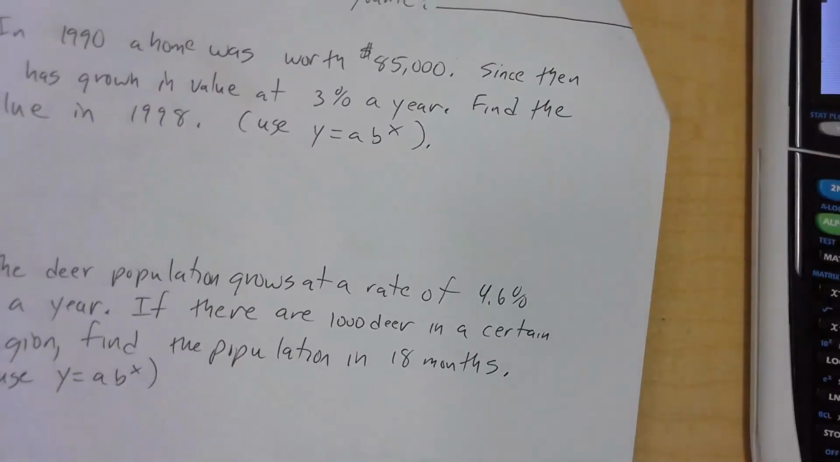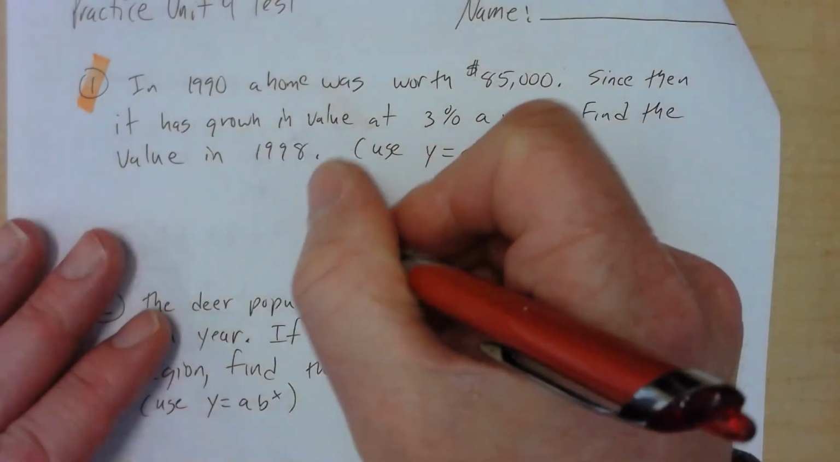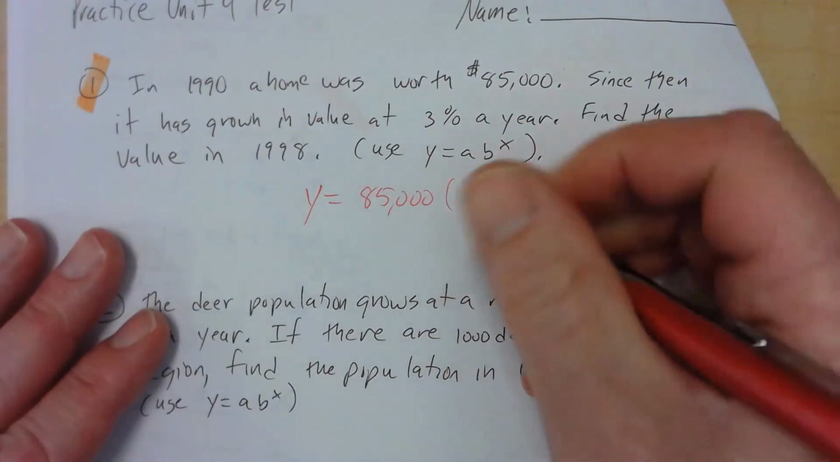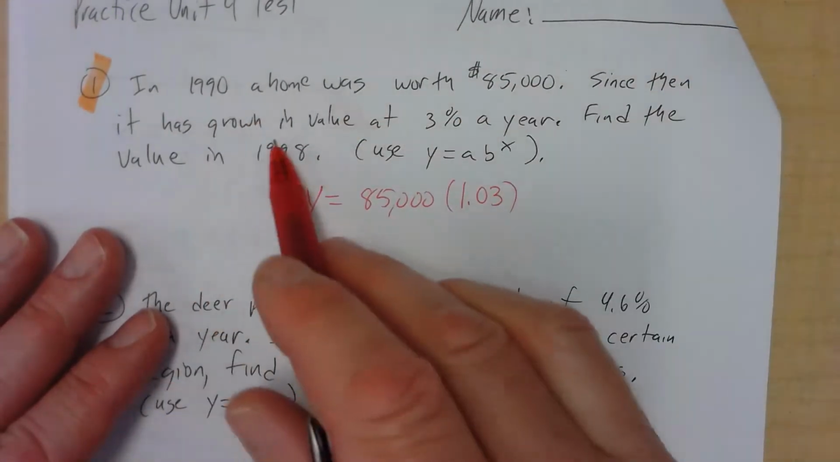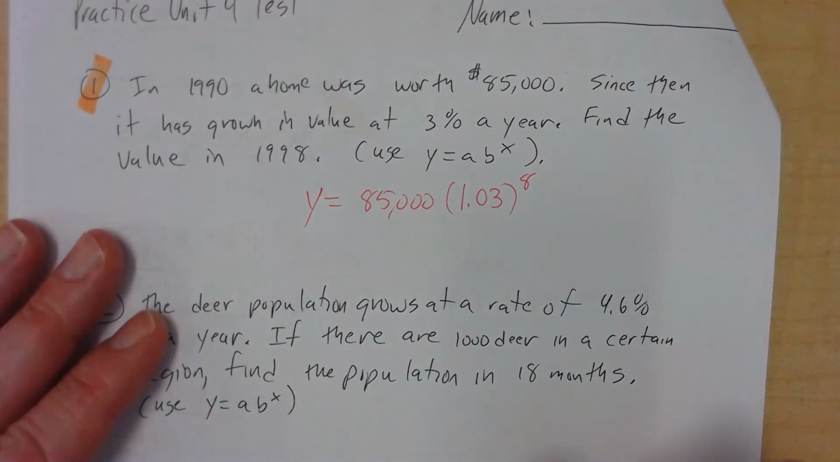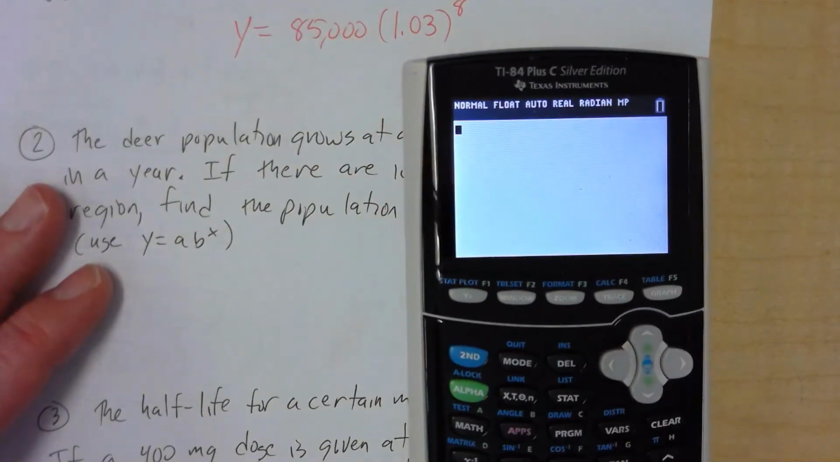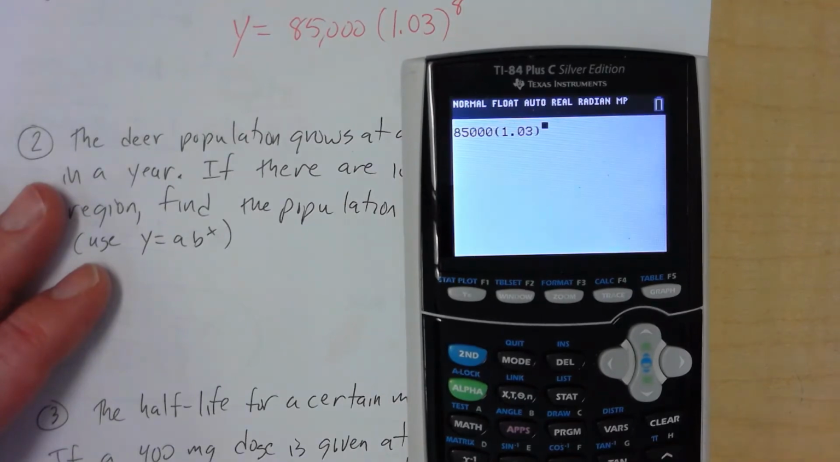Now, unit 4, the unit we just got done doing, ab to the x. So y is equal to a, the starting amount of the house, $85,000, 3% a year, so growth rate 3% a year, and then just 8 years. So we type this into the calculator: 85,123, parentheses 1.03, parentheses to the power of 8.